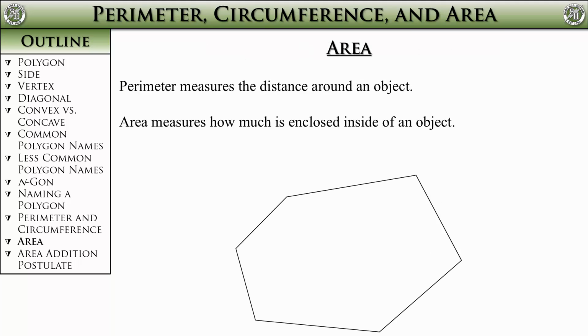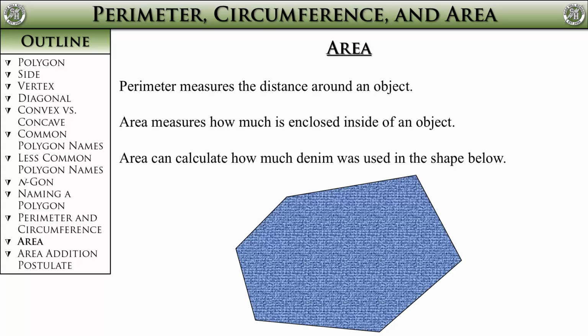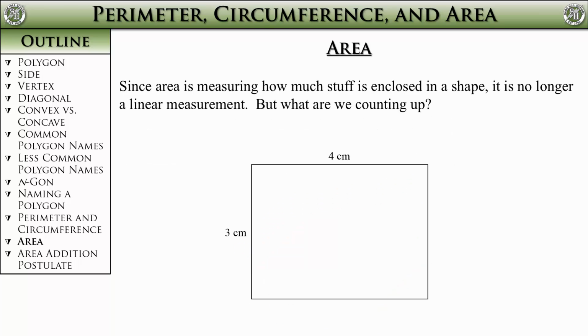Now we get to area. Perimeter measures the distance around an object. Area measures how much stuff is inside of an object. Consider this hexagon below. Let's assume it is a piece of denim, which has been cut to that bizarre shape. Area is calculating how much denim material is used in that shape. Area is not a linear measurement like perimeter. It is a different calculation.